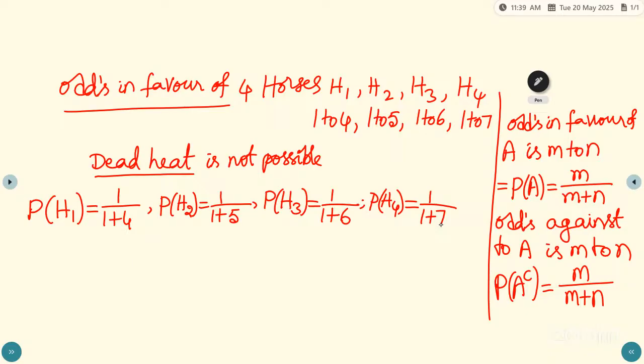The data given to us is this one. Now, dead heat is not possible. What is the meaning of dead heat? What is the meaning of heat? It is not the temperature which makes the horse dead. What is the meaning of dead heat?